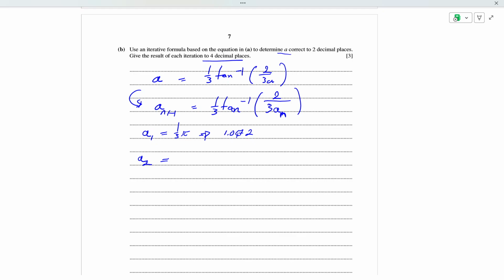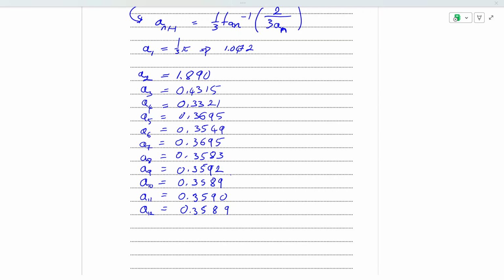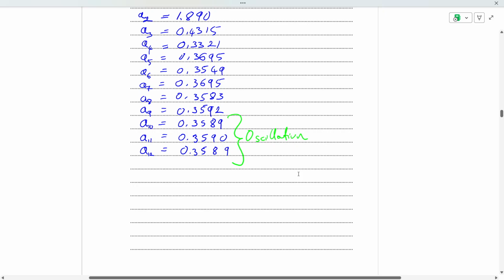All right, so we'll carry out that iteration. These are the values that you get. Okay, so as you can see here there's an oscillation. This is an oscillation right there. So when you get an oscillation, it's just going to keep repeating. All right, so you don't need to continue going.